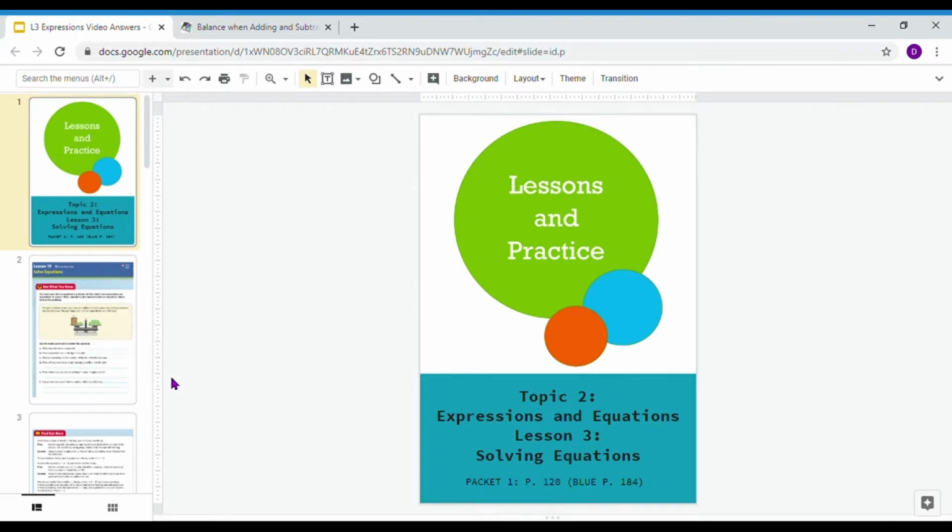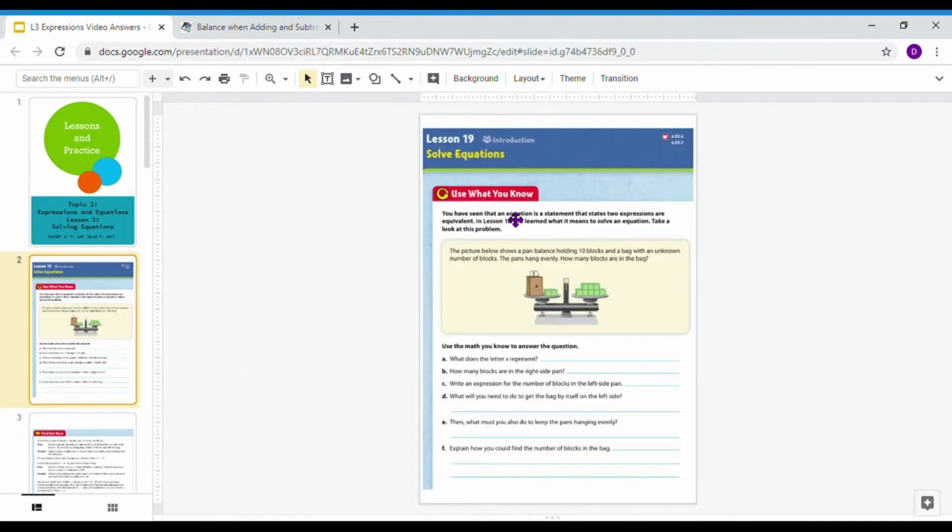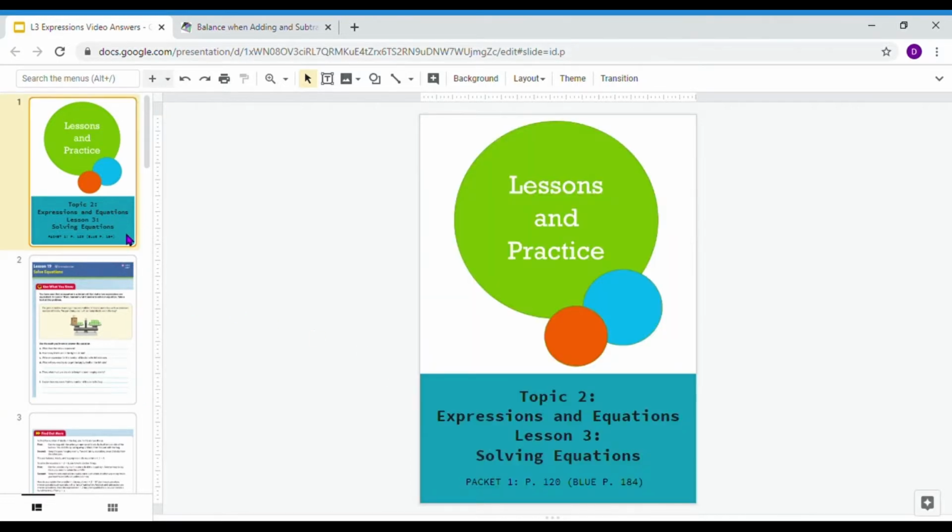But if you look on the blue left side of the paper, it says 184, and I've snipped it off of mine. But right here in blue, it says 184, but the actual physical number that's going to be right at the bottom is 120. And remembering, we're still in packet 1 for math. This will be the last lesson in our second topic. So let's get right into our third and final lesson in solving equations.